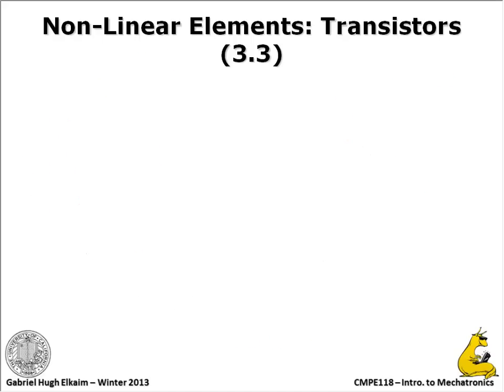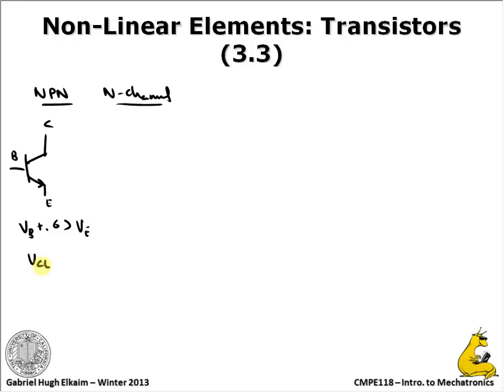So we'll go through. We have the NPN and the N channel. The NPN has this guy, and in order to turn it on, I've got the base, collector, emitter, and I've got V base plus 0.6 volt is greater than V emitter, and that V collector to emitter is approximately 0.2 volts when it is on.